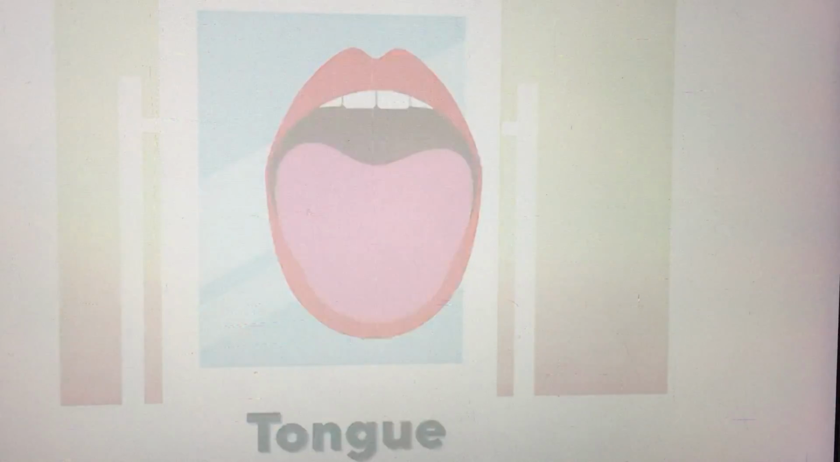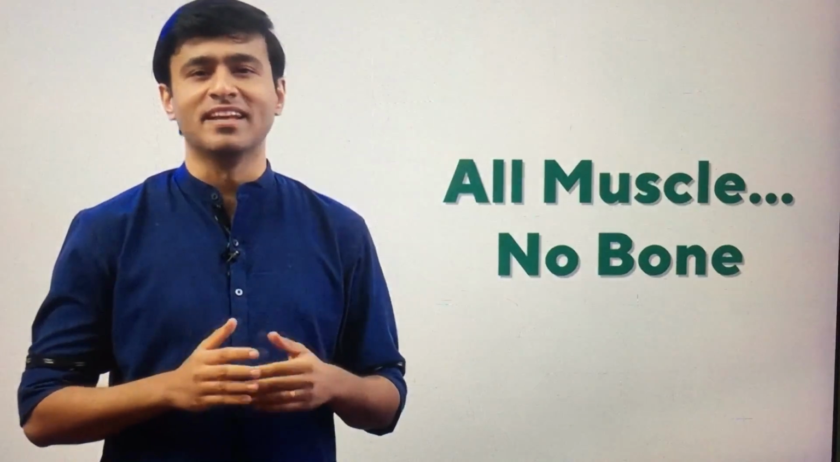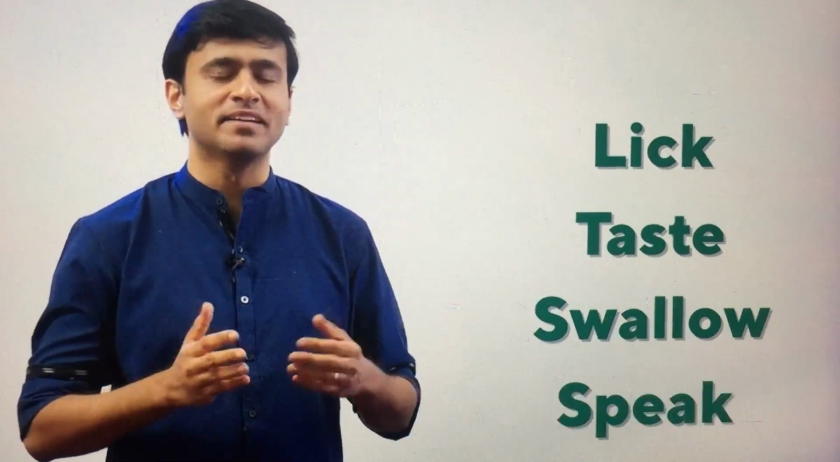Our tongue. Tongue is all muscle and no bone. It is very flexible. You can move it upwards, downwards, sideways, anything. Tongue helps you to lick, taste, swallow, and speak. It extends from the back of your mouth and is attached to the floor of your mouth. The upper surface of your tongue has these tiny bumps. Those bumps contain the taste buds.